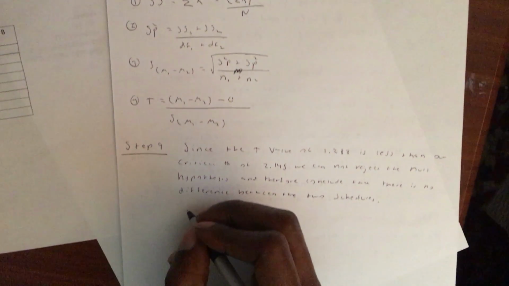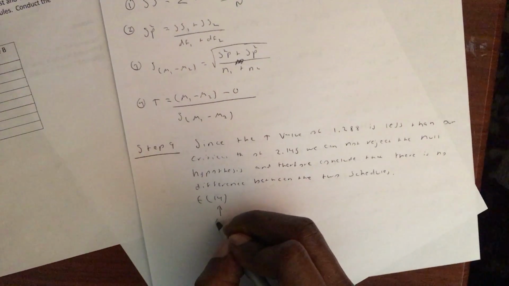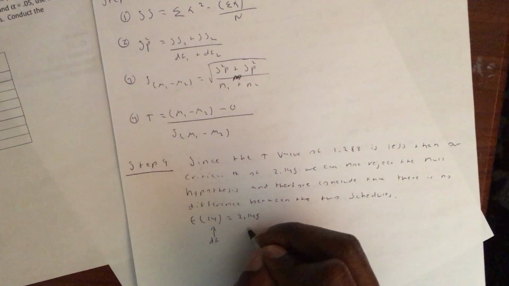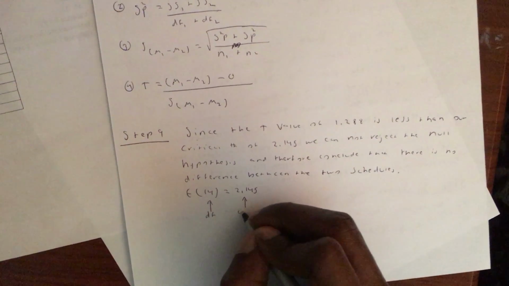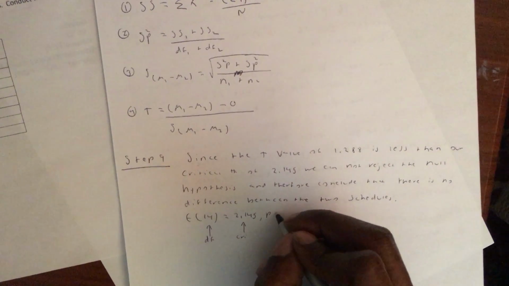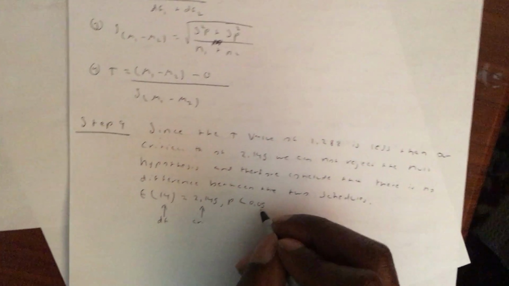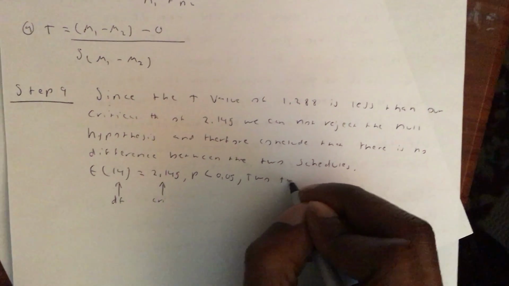Writing this in APA format gives us t(14), this is your df here, is equal to 1.288. 2.145 is the critical number, over 0.05, the two-tail test for 0.05.